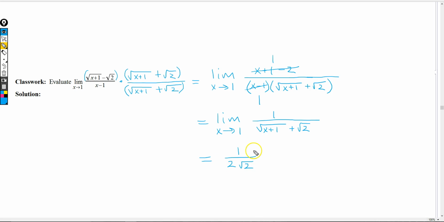And that's our answer. If you'd like, you can get the radical out of the denominator by multiplying the top and bottom by root 2 over root 2. And you would end up with root 2 over 4. That's what you get when you multiply top and bottom by the square root of 2 to remove the radical from the denominator. And that's your answer. You can leave it like that, or like this is fine. All right, so that concludes our discussion about the rationalization technique.